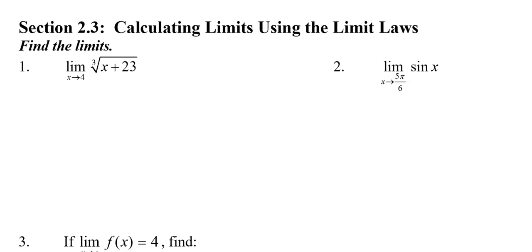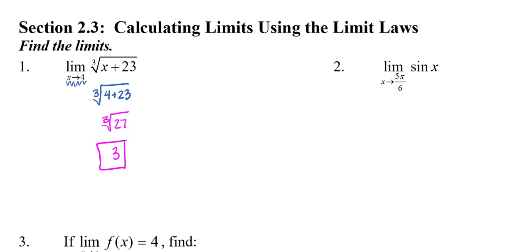So if I just asked you to find the limits, and hopefully after looking through the previous section you'll understand that the first thing you should always try to do with limits is just substitute in that value that you're given to see if direct substitution will work. So here, if I substitute in the 4 for x, I have the cube root of 4 plus 23. And I can evaluate this. 4 plus 23 is 27, so I have the cube root of 27, which is 3.